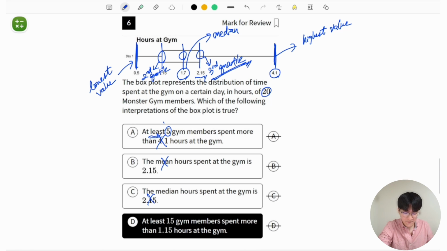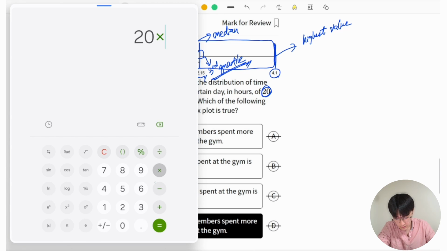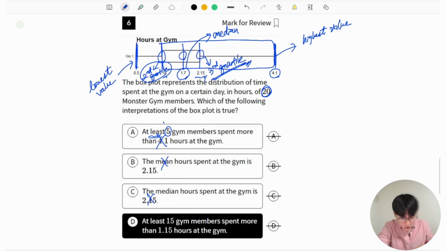Answer choice D, at least 15 gym members spent more than 1.15 hours at the gym. Now, if this is a second quartile, and we have a total of 20 gym members, then 75% of the gym members have spent more than or equal to 1.15 hours. That's what we can assume. So 20 times 75% is equal to 15. So we can assume that at least 15 gym members spent more than 1.15 hours. And that is a good assumption and the answer to our question.